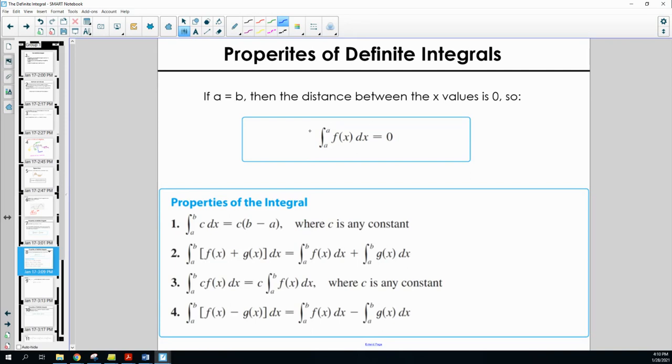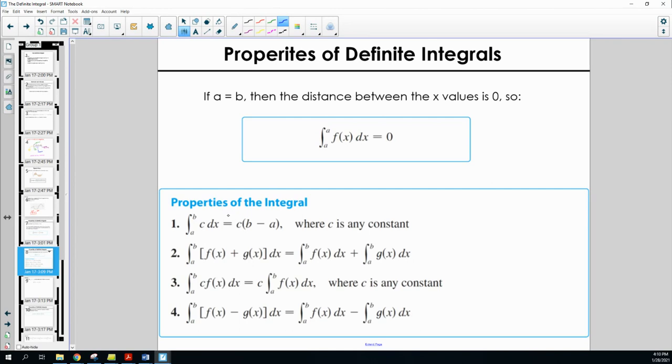We also have another property here where what if the two limits are the same? So if a is equal to b, then the distance between the x values is 0. It's not moving anywhere. It's not going from one point to another. It's staying exactly where it is. So the integral would just be 0. The area under the curve is going to be 0 because we're not moving anywhere.